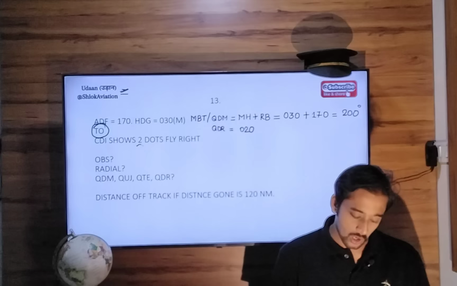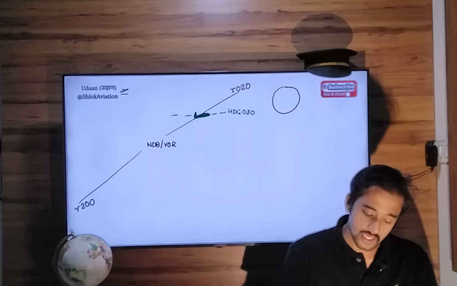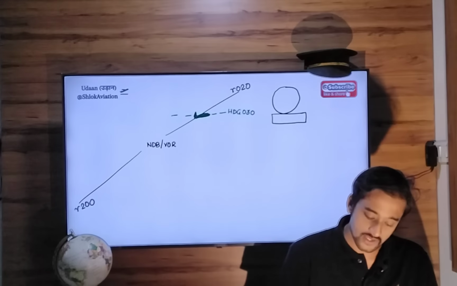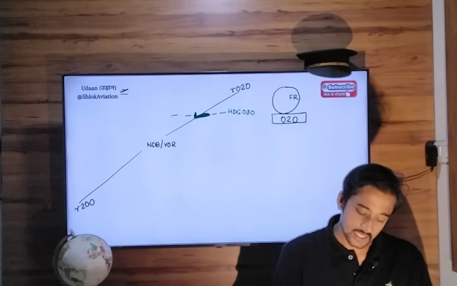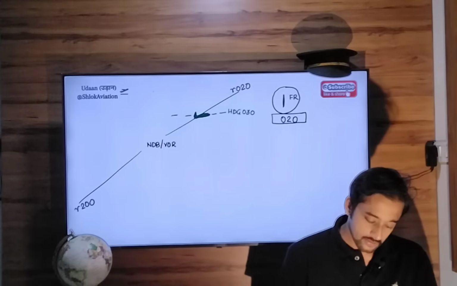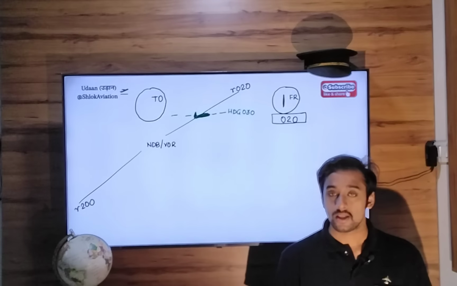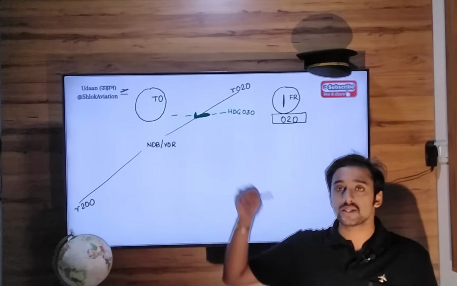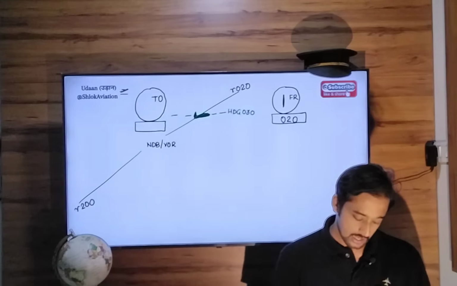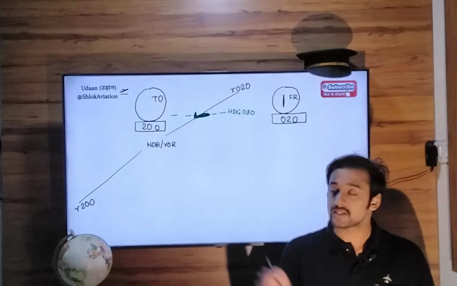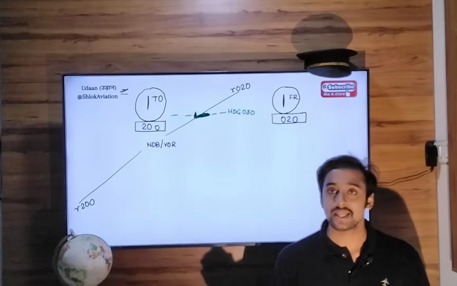So CDI shows two dots fly right. Ideally, the pilot should have set an OBS setting of 020. In that manner, he would have gotten a TO indication and the CDI needle in the center. But according to the question, there is a TO indication. Now, if you want a TO indication and you are on radial 020, that is also possible. You will have to put radial 200 in it, which is the direct reciprocal of 020. You will get a TO indication and again the needle will remain in the center.